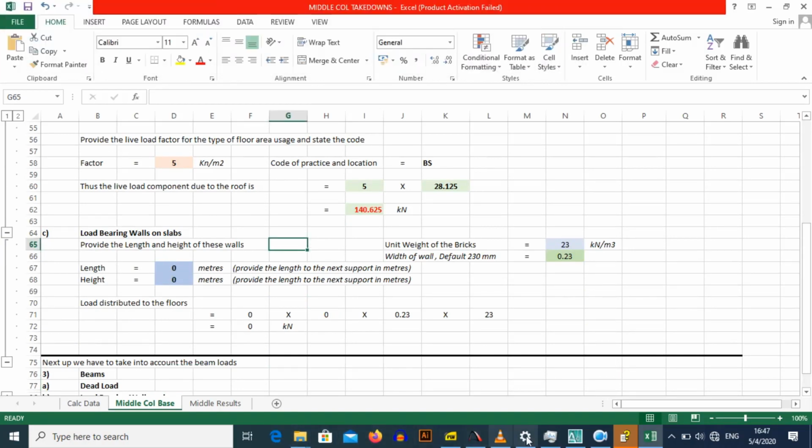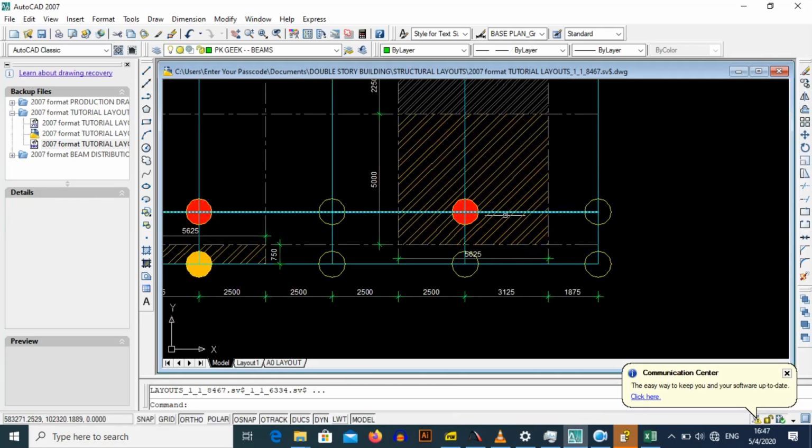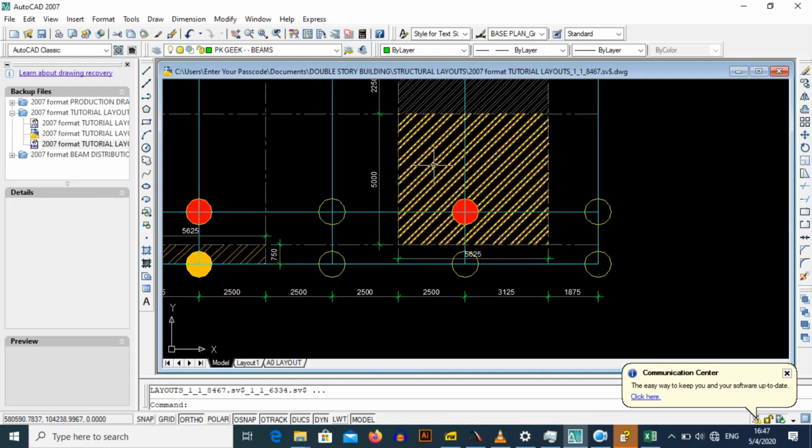In this portion, let's see, do we have any walls on the slab? No, the walls are not on the slab, because the slab is this area where my cursor is dancing, but the walls will essentially be on the beam.